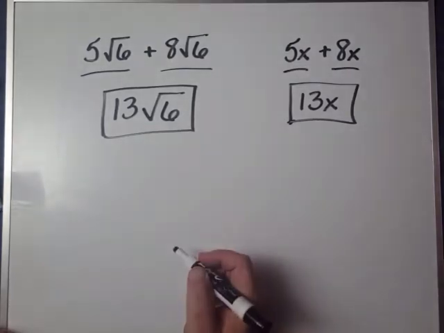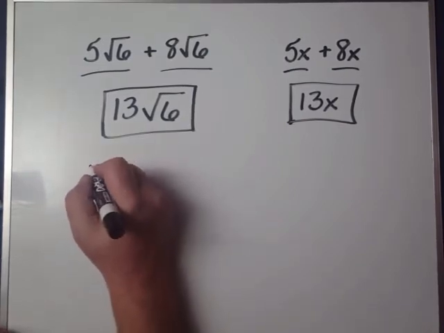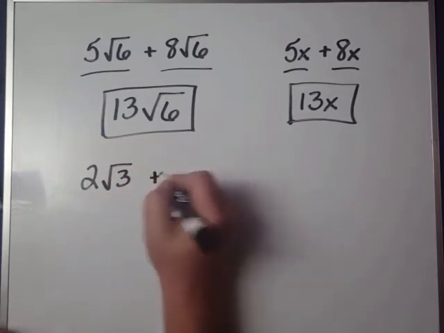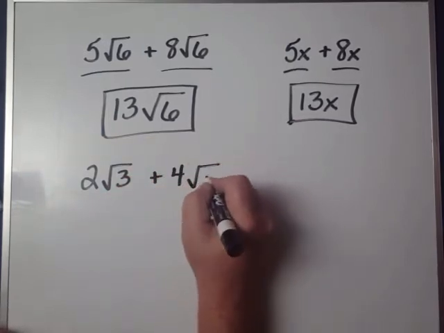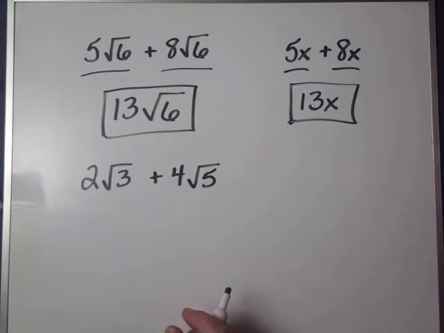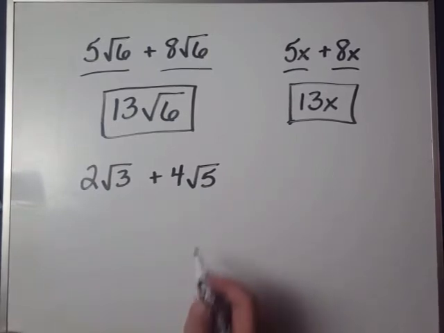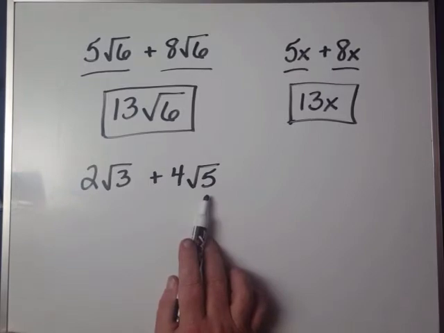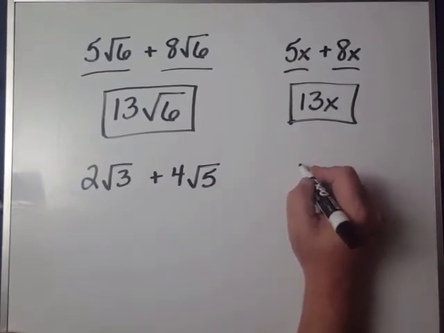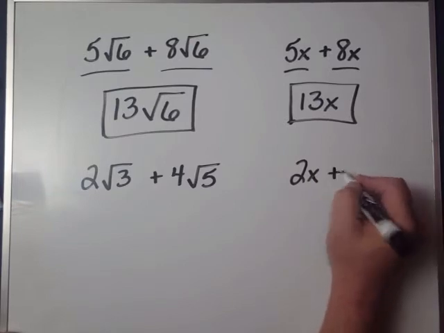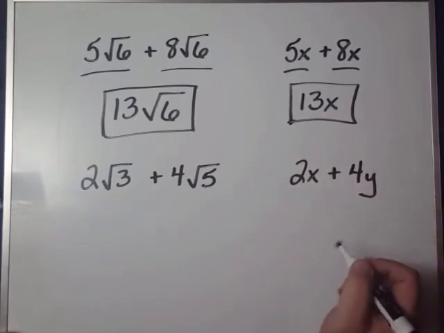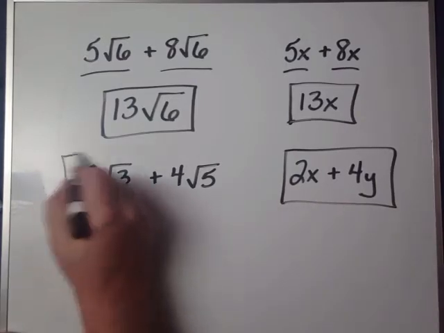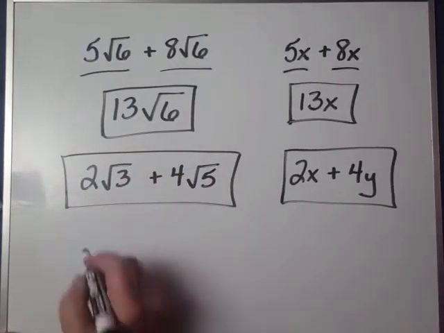Now be very careful. If I have something like 2 square roots of 3 plus 4 square roots of 5, and I say simplify, well, that's it. Those are unlike radical terms. This would be just like asking you to simplify 2x plus 4y. 2x plus 4y is already simplified. So is this expression.